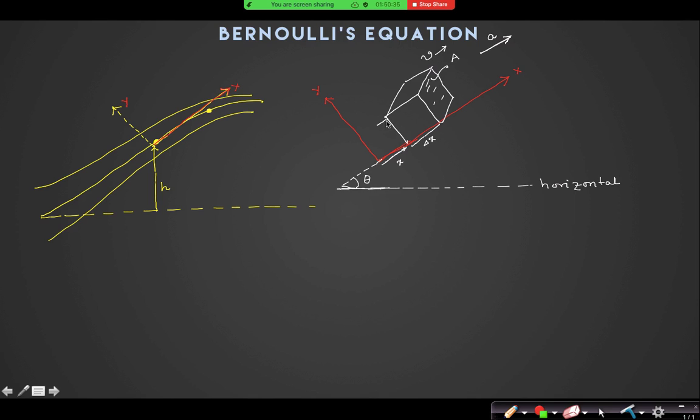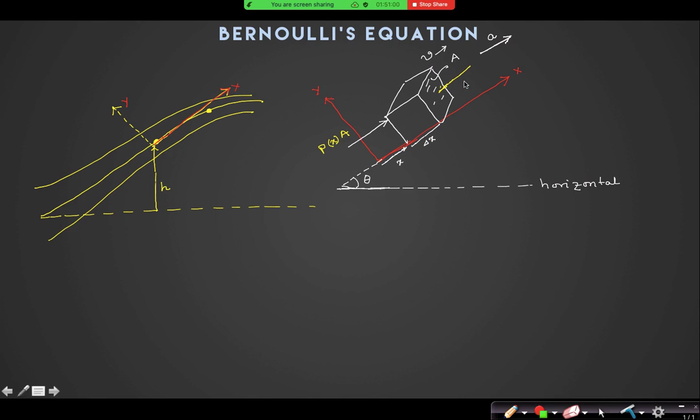Mass is negligible in comparison to something you can neglect, but not always. So this force is P of x into A. Obviously, from this side there is another compressive force.